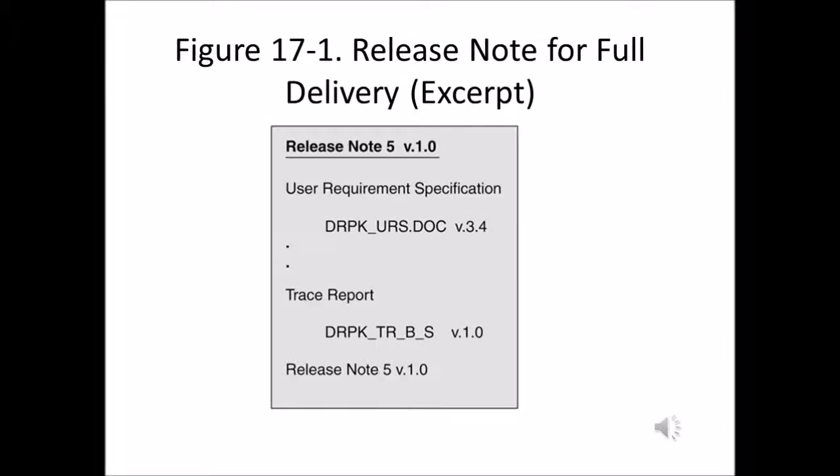Figure 70.1: example release note for full delivery except release note 5 V.1.0. User requirement specification DPRK URS document V.3.4, trace report, DRPK TRBS, V.1.0 release note 5, V.1.0.